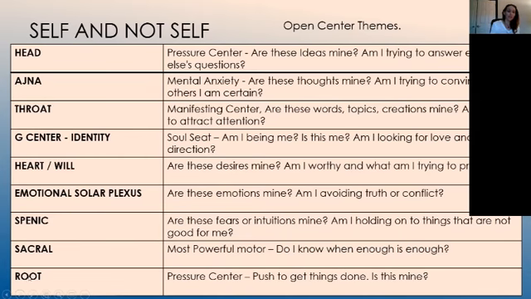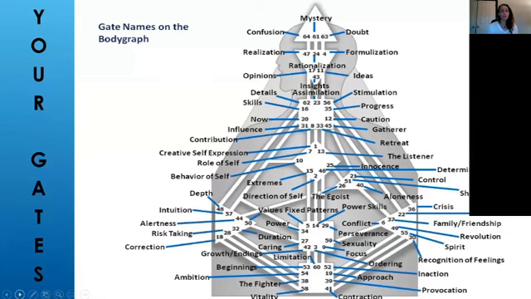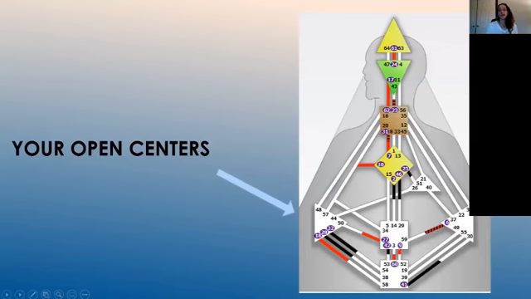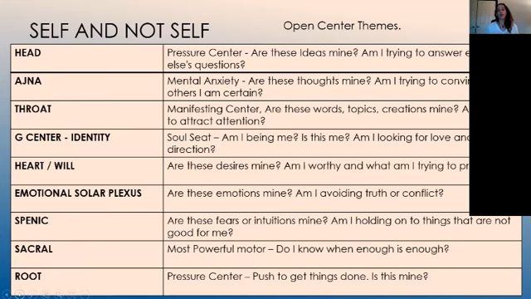And the very final one at the very bottom is the root center. Whoops, I keep going the wrong way. I believe it's brown. I'm not looking right at it. It's the other pressure center from the head center. This pressure is like your adrenals, kind of like your kidneys, your adrenals. I like to think of this motor.